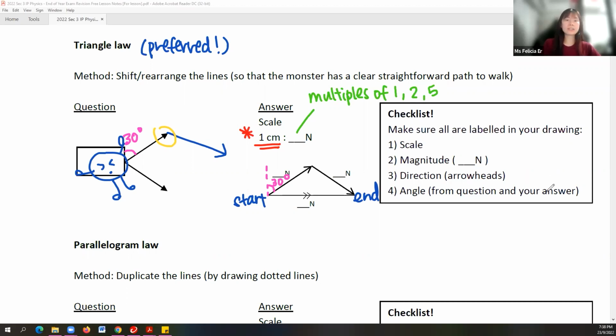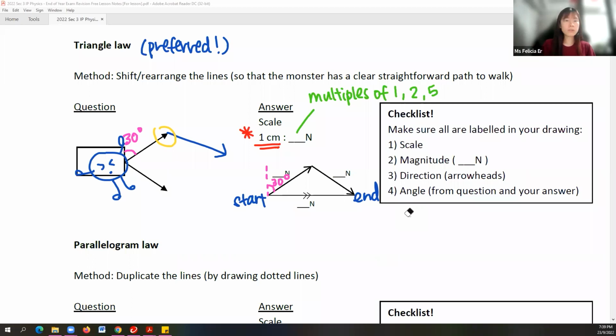So maybe the question is asking you to identify the direction of the resultant force. If you need to write a final statement on the direction, then make sure that if your answer is, say, 90 degree, the 90 degree is shown in your diagram. So that's what I meant by the angle from the question and your answer. So that's all for this part. Make sure that you have copied down everything that I've shown here. Once you are done with labeling everything, then I'll move on.